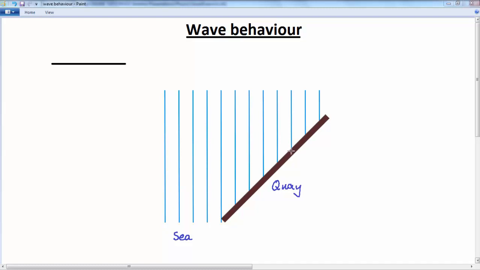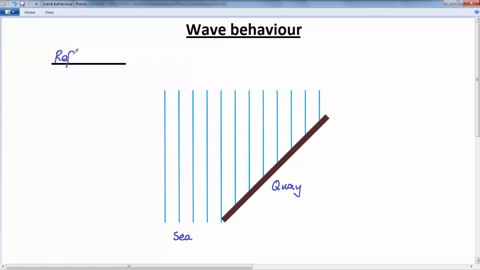In the next two lessons, we're going to look at the general behaviour of waves. In this lesson, we're going to look at the properties of reflection and refraction. To do this, we're going to take water waves as an example. So the first thing we'll look at is reflection.